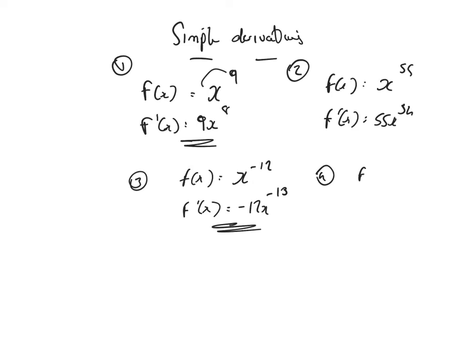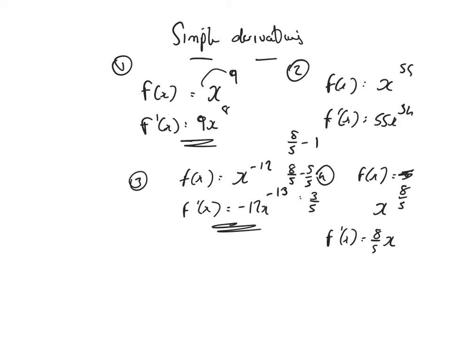Okay, example 4, we've got f of x equals x to the 8/5. Okay, so you bring the power down, multiply, take one away from the power, so it's going to be 8/5 x to the, well, what's that going to be? Well, we need to do 8/5 take away 1. So think about 8/5 of a pizza, take away 5/5 of a pizza, that's 3/5. So try and quickly as possible get to be doing that in your head.